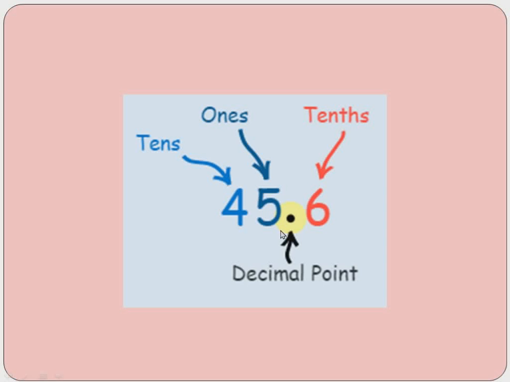So this point system started so that we can write it easily. So that is 45.6. 0.6 means what? 6 by 10. That is the tenth part. Okay, and this point is called the decimal point, and the numbers after this are called decimal numbers.